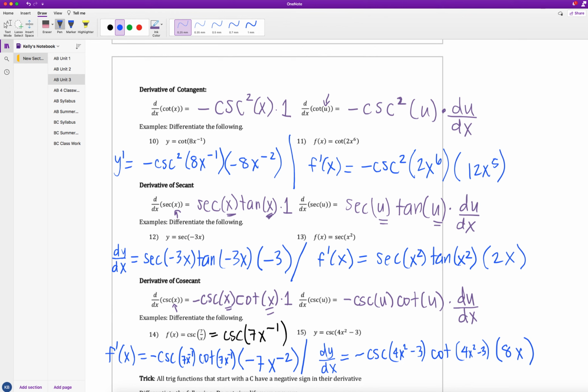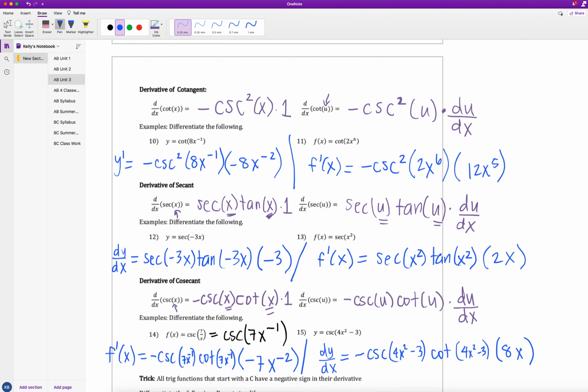Now, yes, all 6 are fair game. Definitely sine, cosine, and tangent come up a lot. Secant, I would say, is the one that comes up the most after that, but cotangent and cosecant are still fair game. And although we don't have any new rules here, in the sense that we're still using our chain rule, maybe a product or a quotient rule, and sometimes a power rule as well, we do want to have these derivatives of trig functions memorized.